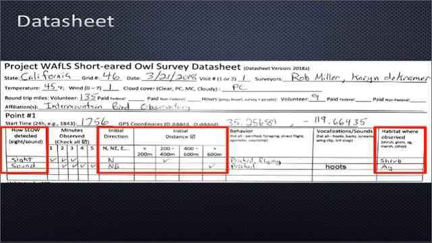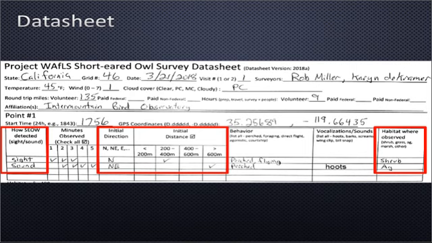Now when we get down into the core OWL protocol, there's a number of points we need to gather, and you're only going to fill this part out if you detected an owl, and each unique owl represents a row on this table. So the first is how the owl was initially detected, by sight or by sound. So here I have an example of 2 different owls. The first one I detected by sight, the second one I detected by sound, but then maybe I saw it, but it's how you first detected it.